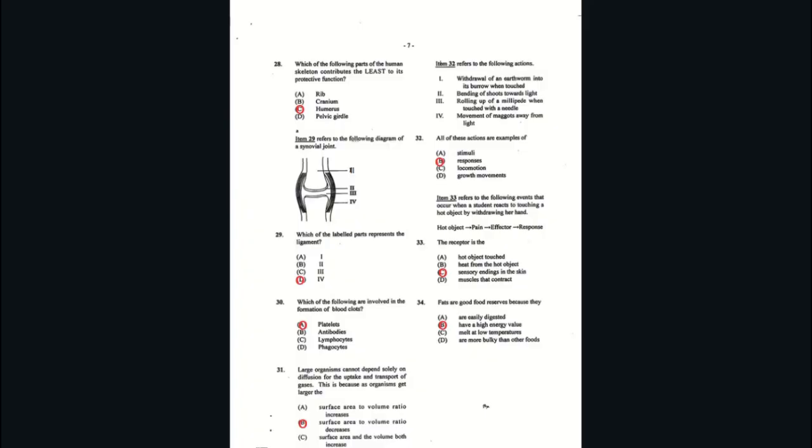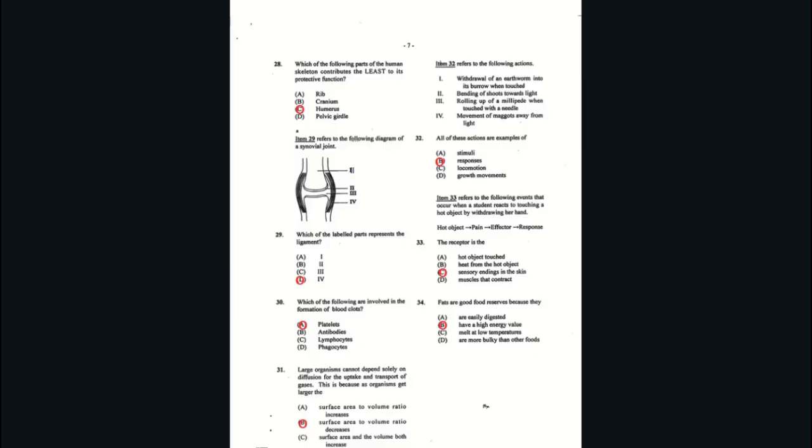Because imagine we touch the hot object, we start to feel pain, and then the effector is going to cause the response to be made. So it's all a process. The receptor is the sensory endings in the skin that bring it into the body so that we can know we touched a hot object. Because if we did not have these receptors, we would probably just touch the hot part, burn our skin, and not feel a thing. That is why it's important that we have receptors.